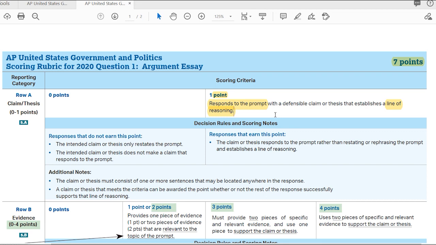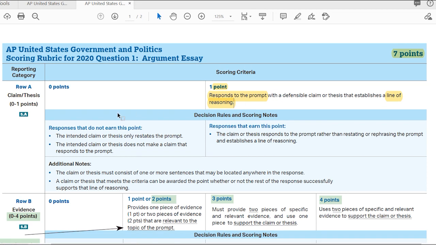So as we talked about in class, this is a 1 point portion of the essay. That's really the key to getting all the rest of the points. So if you mess up the argumentative essay, it has really, really bad consequences. Although, if you go through the rubric, you're going to find that it is possible to earn some of those other points. So looking at the comments, responses that do not earn this point, the intended claim or thesis only restates the prompt. So you cannot just restate the prompt. That is a big no-no.